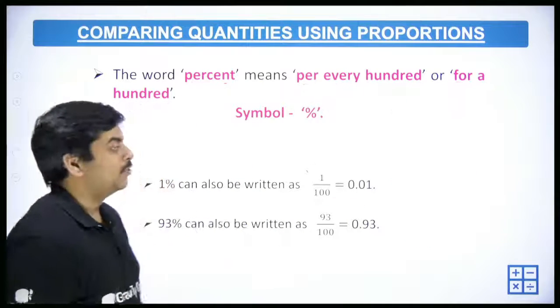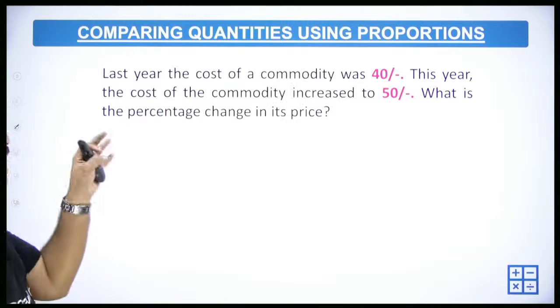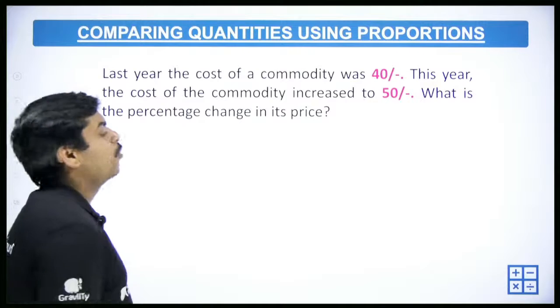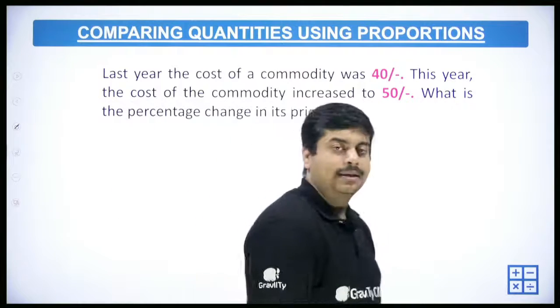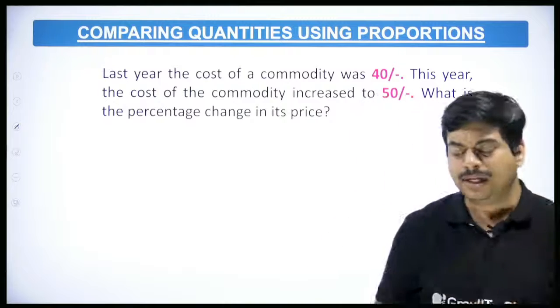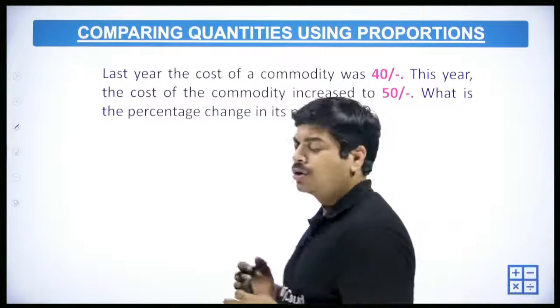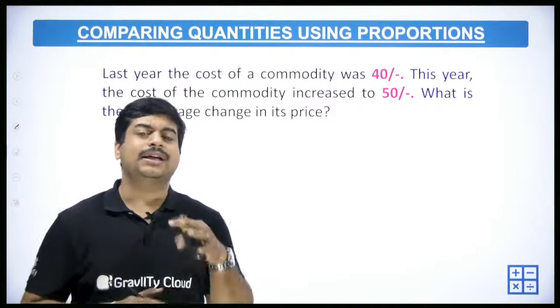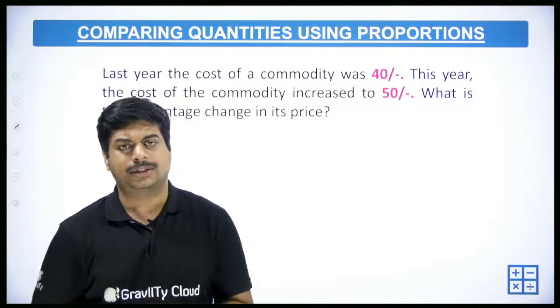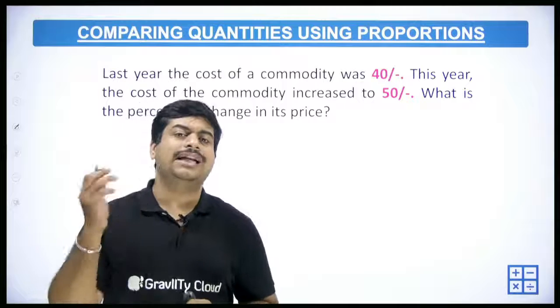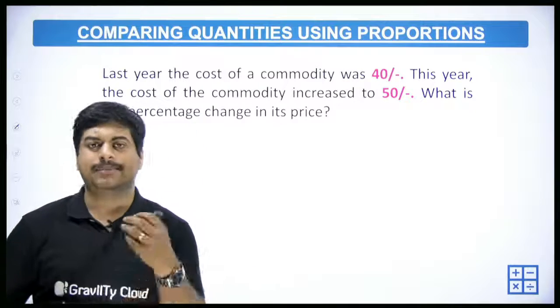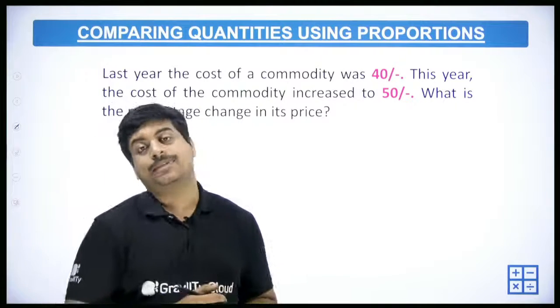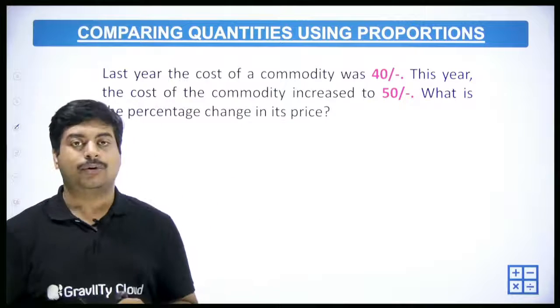So let's try to learn more about percentage. Last year, the cost of a commodity was 40 rupees. There is a real life case here. You know the prices, the cost of anything when we are purchasing. They may increase or decrease day by day, depending on the product. Not every product will keep increasing its price. Sometimes due to the market's ups and downs, the price also goes down, right?